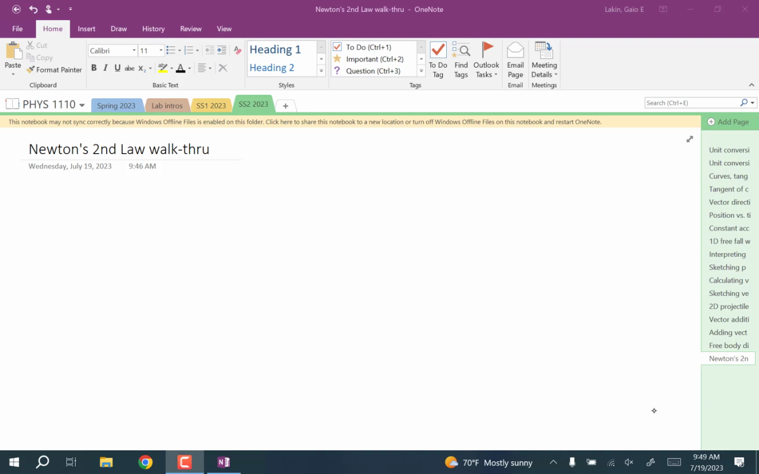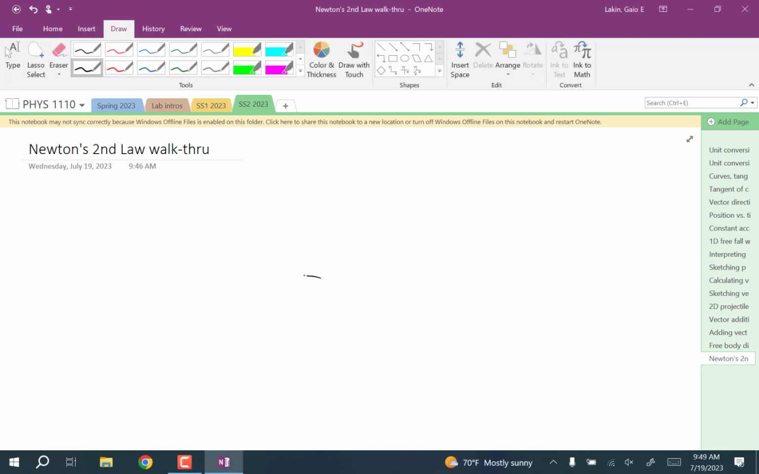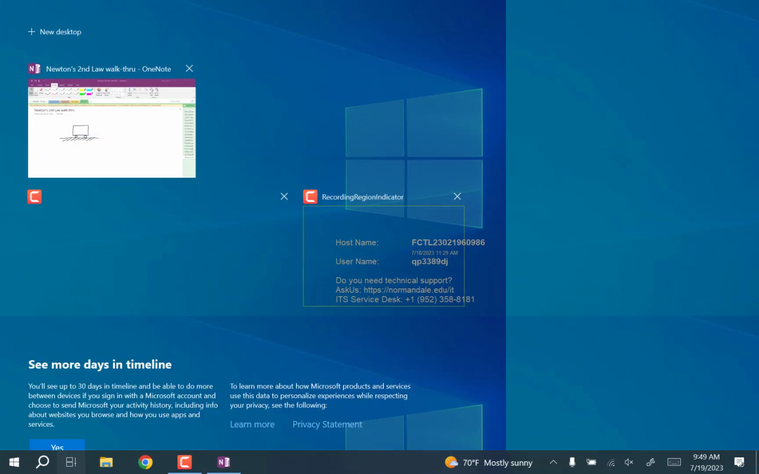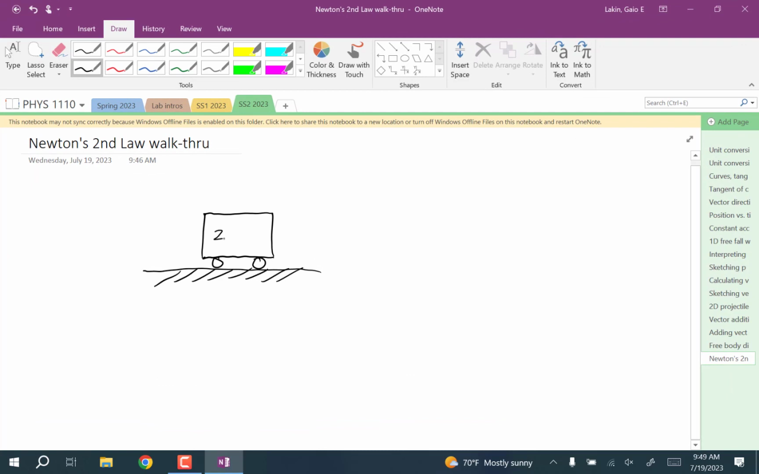This is a walkthrough of a simple Newton's second law problem, just to solidify the steps that you would follow. So let's say that we have flat ground. That's supposed to look flat. And we have a thing like that. The wheels just show that there's no friction between the ground and the mass. And let's say that the mass is 20 kilograms.